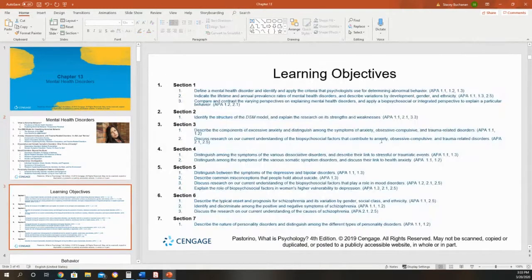So give you a brief overview of what you're going to be able to do by the end of this video: be able to define a mental health disorder, apply the criteria used to classify and determine abnormal behavior, be able to identify the structure of the DSM model, and understand the strengths of using it and its weaknesses, and then be able to describe the components of excessive anxiety and distinguish the symptoms of anxiety disorder, obsessive compulsive disorder, and trauma-related disorder. And then we'll discuss a little bit of research on the biopsychological factors of the disorders.